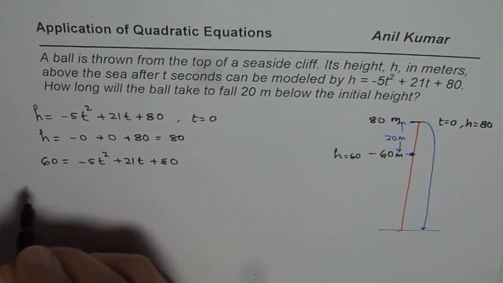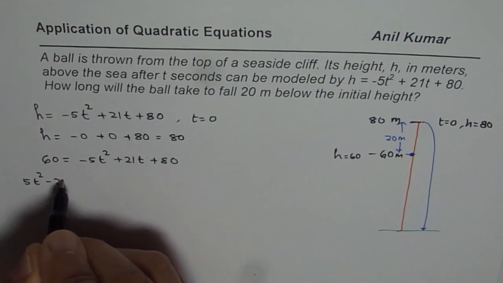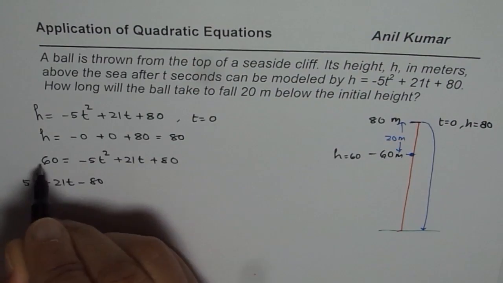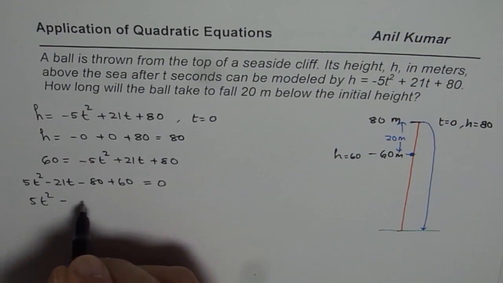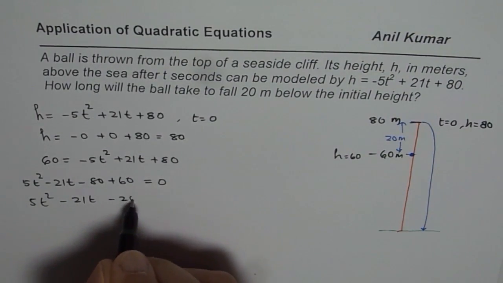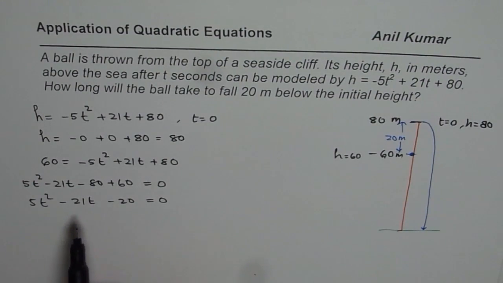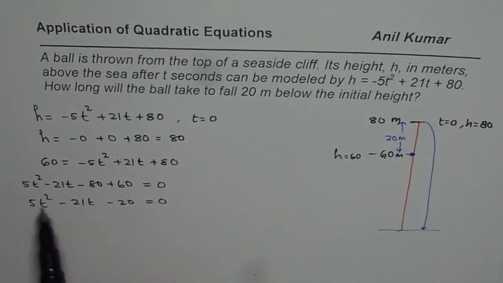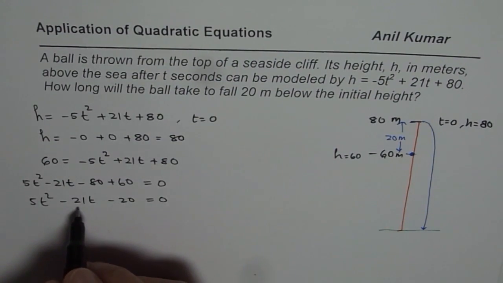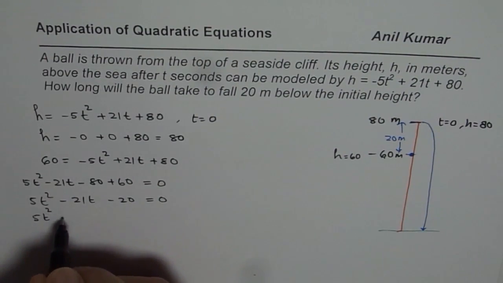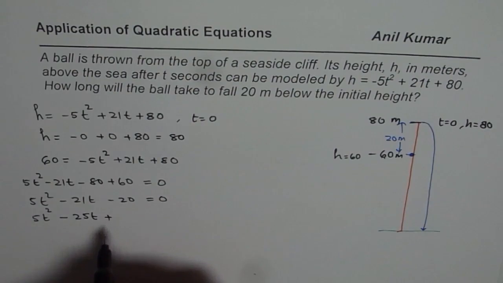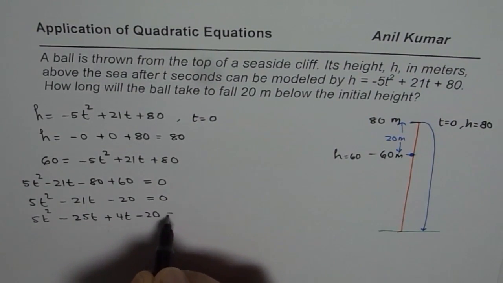Let's bring all the terms to the left side. So we get 5t square minus 21t minus 80 plus 60 equals 0. So it is 5t square minus 21t minus 20 equals 0. So we're looking for two numbers whose product is 5 times minus 20, which is minus 100, and sum is minus 21. So it could be minus 25 and 4, right? So we'll write this as 5t square minus 25t plus 4t minus 20 equals 0.